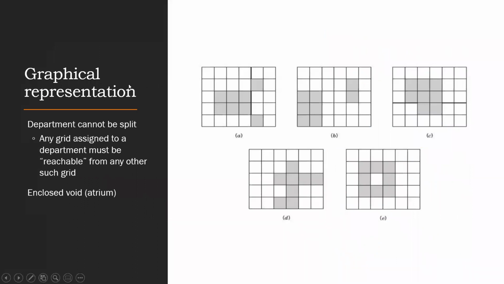Okay. So, ayan. Any grid assigned to a department must be reachable from one other grid. So, ito po. And we must avoid any kind of void or enclosed void or yung atrium. For example, ang atrium ay ito. Clear. Atrium. Ito, yeah, we can treat this as a good plan din. Okay, pero again, it is also an atrium kasi nasa gitna siya.